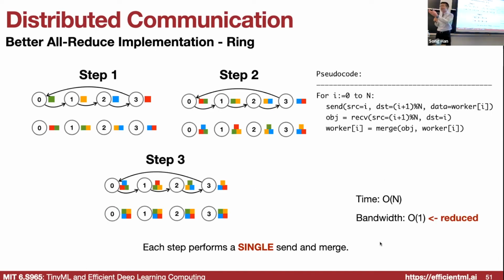Therefore, we have the second approach, where rather than communicating with everyone else, we just communicate with our neighbors. In step 1, node 0 talks to node 1, node 1 talks to node 2, node 2 talks to node 3, node 3 talks to node 0. After that, node 0 will have both its green copy of the weight and also the red copy. And node 1 not only has its own color, yellow, but also has node 0's weight, so it has both yellow and green.